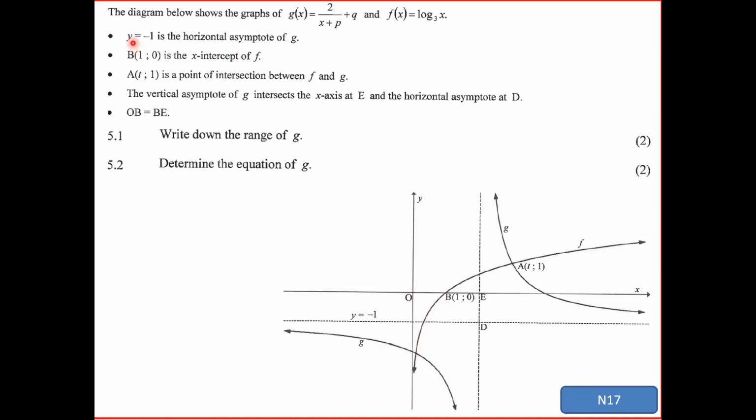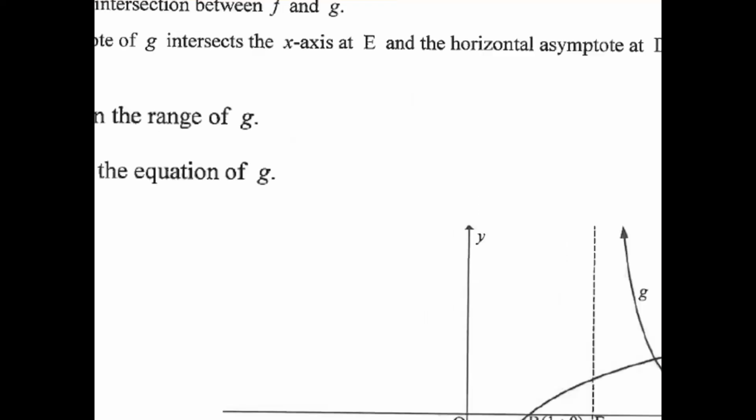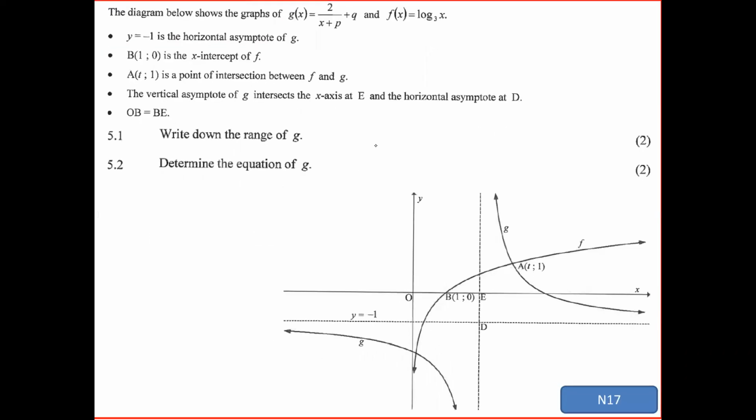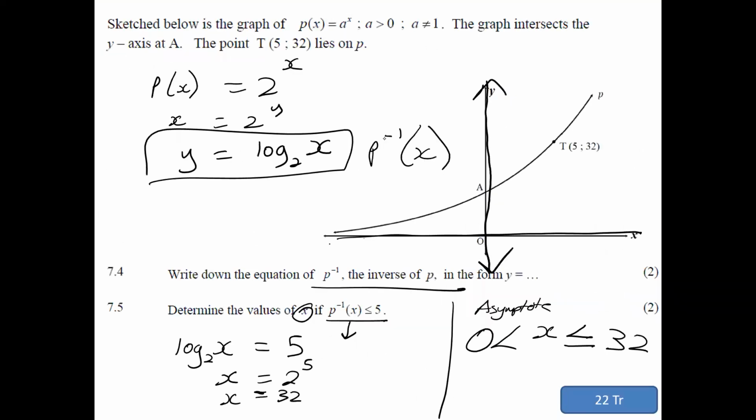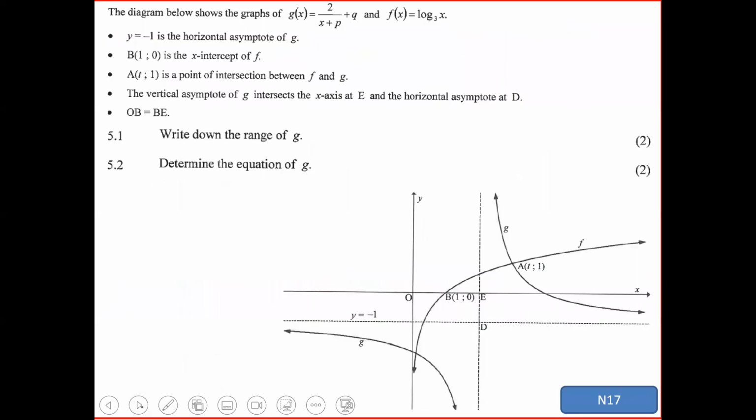All right. y is equal to -1 is the horizontal asymptote of g. So if y is equal to -1, what does that represent on the equation? Somebody help me out. So won't it be the q value? Thank you. Perfect. So remember, the q value is now given to be -1.